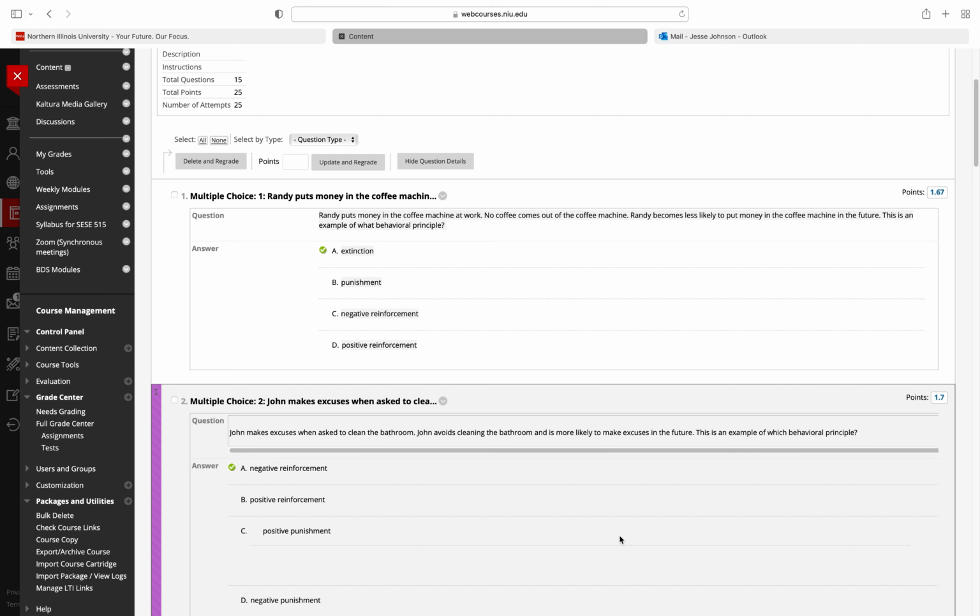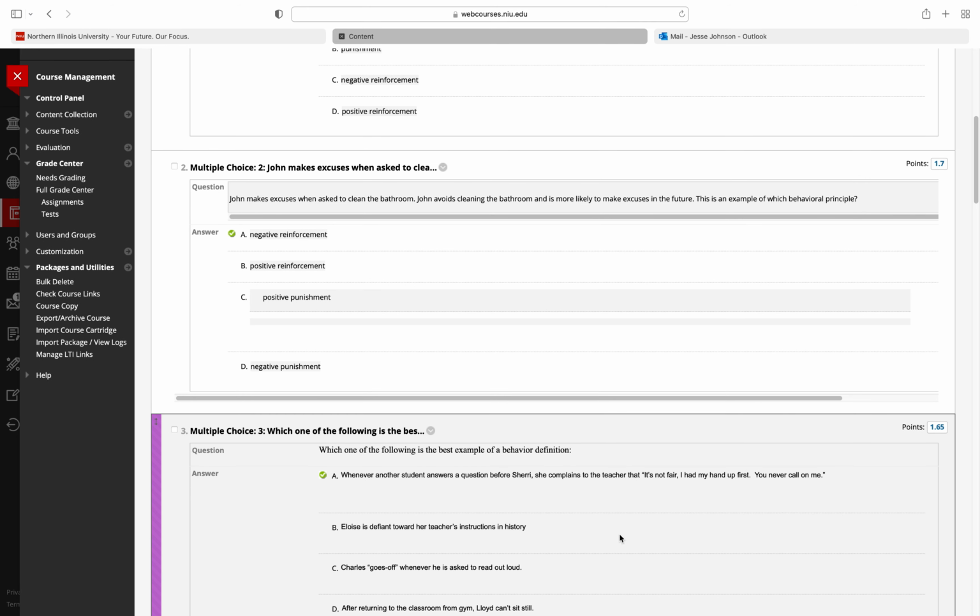Some people chose punishment, and that's not correct, because with punishment, you either have the removal of something positive the person already has, or you have the presentation of something that's aversive. And in this case, Randy doesn't have the coffee. If it was negative punishment, then a hand would come out and snatch the coffee away when you put money in it. So the fact that the behavior of putting money in the machine is not reinforced and then decreases over time, that is extinction.